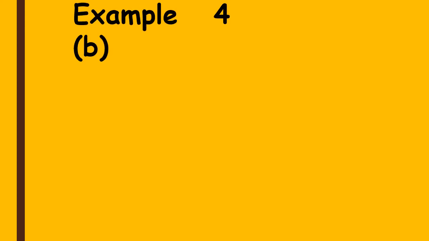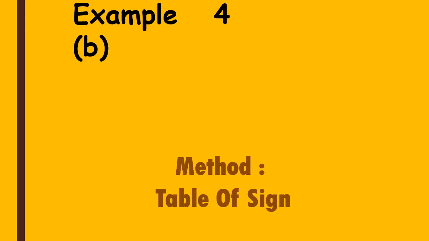Example 4b. Okay, so continue with the second method of algebraic, which is the table of sign. So we have 2x minus 1 multiplied with x plus 3 less than 4x. So we want to solve it. First thing first, make sure the right side will be 0. So move everything, expand and simplify to get the form of ax squared plus bx plus c less than or more than 0.